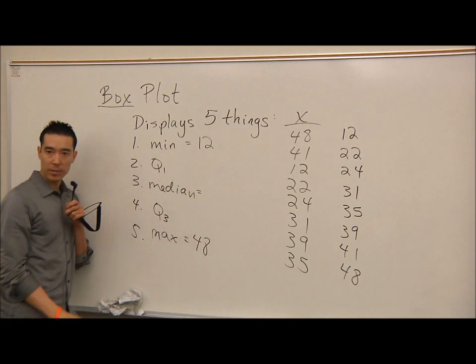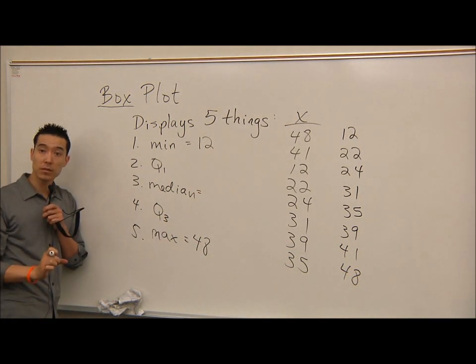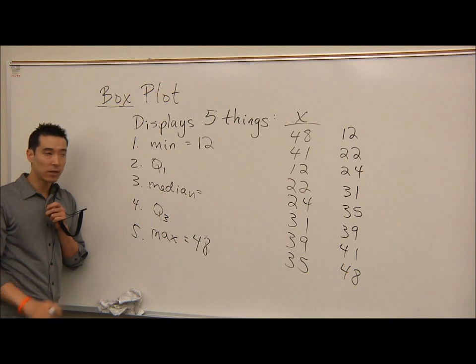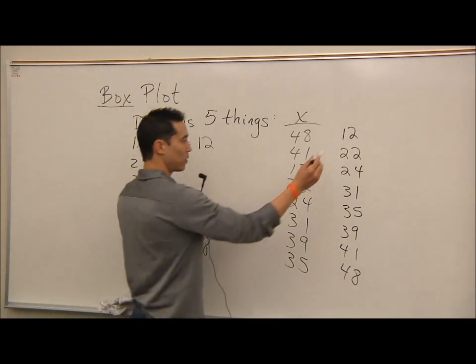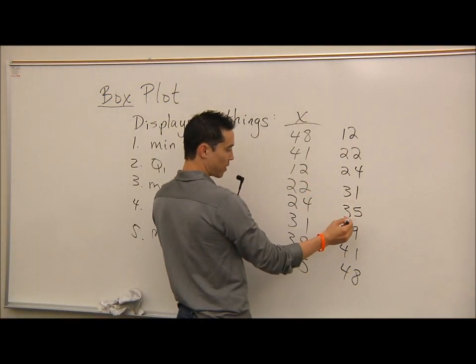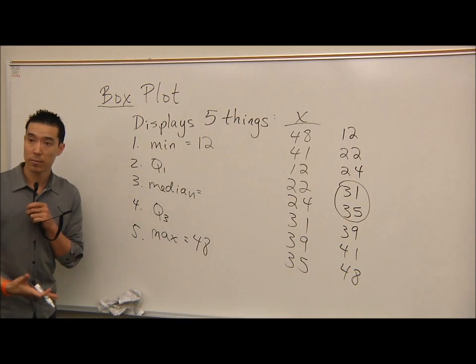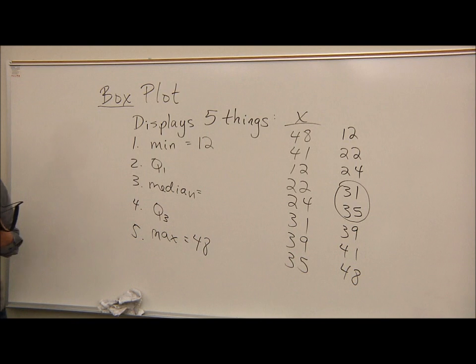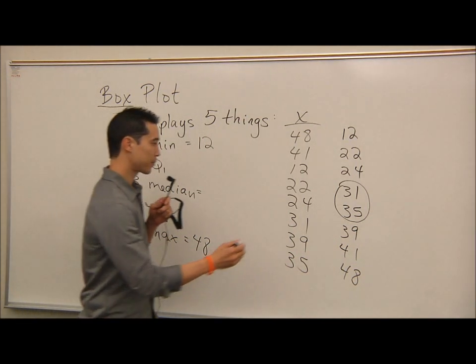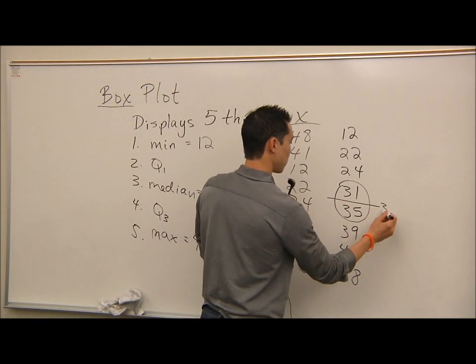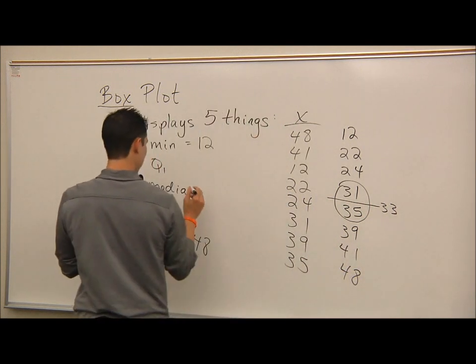Go ahead and find the median. So you're going to find the middle 2 numbers and find the average of those 2 numbers. So let's see. 1, 2, 3, 4, 5. So between 31 and 35. If I add 31 plus 35 and divide by 2, what do you get? 33. Okay, so my median is 33.